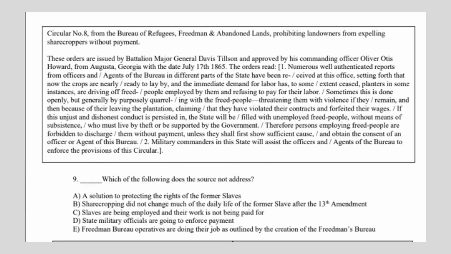Here we have the Freedmen's Bureau. Which of the following does a source not address? A solution to protecting the rights of the former slave? Well, that's what the Freedmen's Bureau was about. And so we look at some of these choices. State military officials are going to enforce payment. Well, that's not going to happen. Freedmen's Bureau operatives are doing their best as outlined by the creation. That makes no sense. What they were basically trying to do is solve and guarantee the protection of the freed slaves after the Civil War.